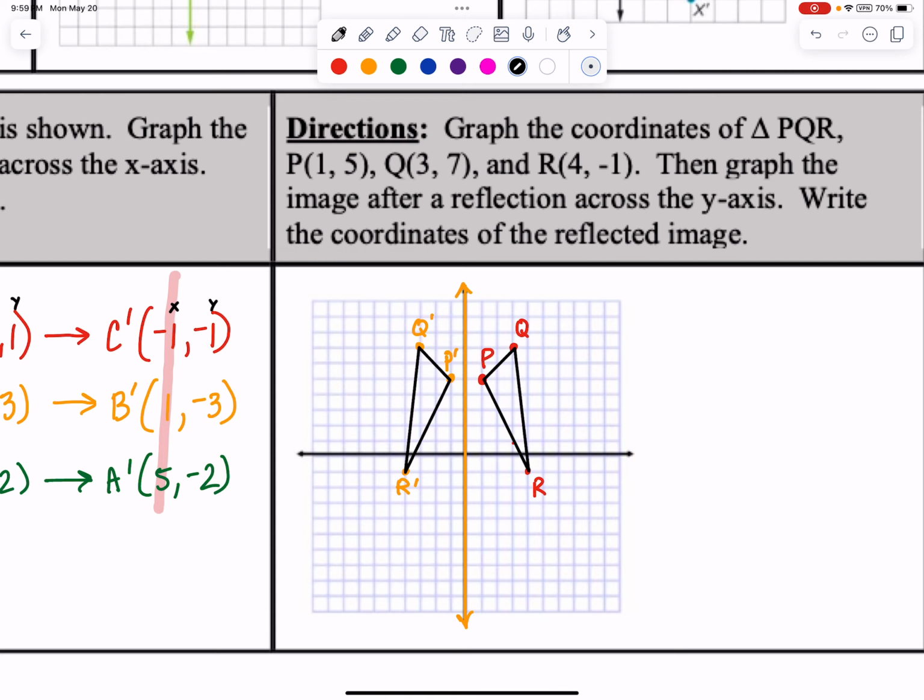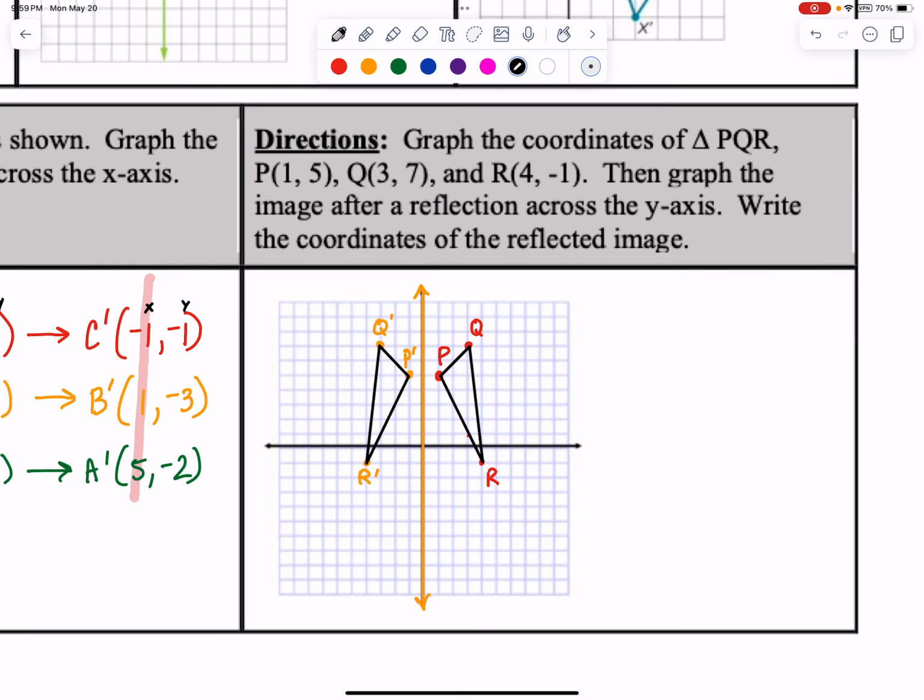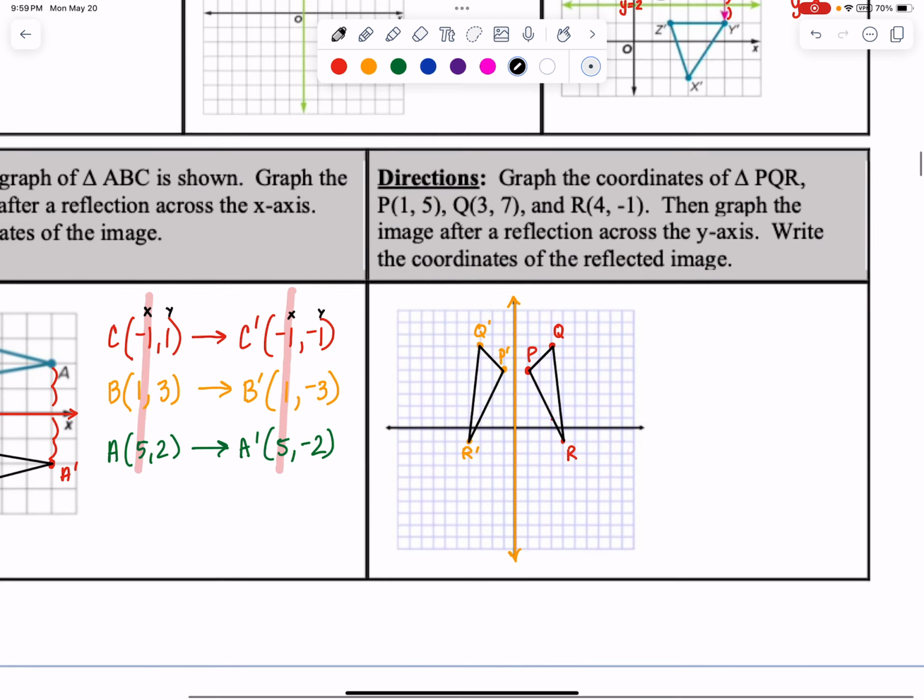Okay, we do need to write the coordinates of the reflected image. Okay, so let's do the same thing we did. This is something you could try on your own. Now this time we're reflecting across the y-axis. So this is the only thing different. Let's sort of see what happens.